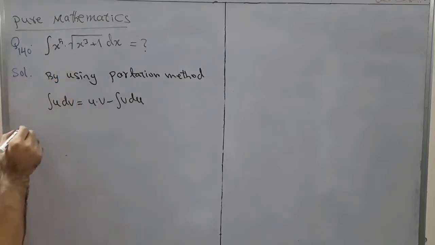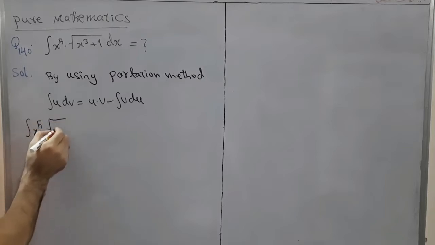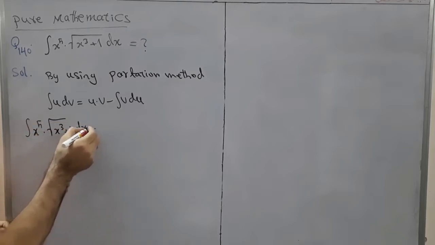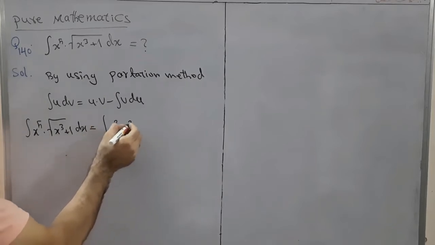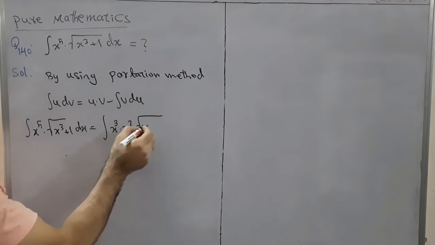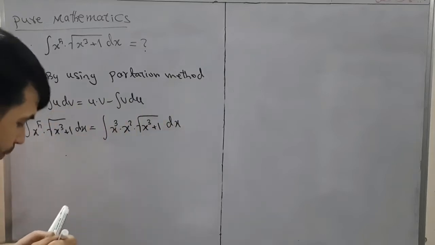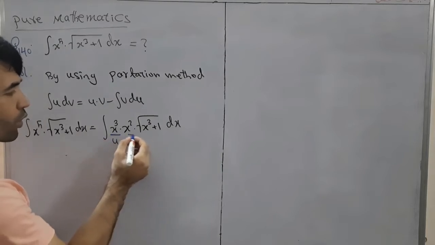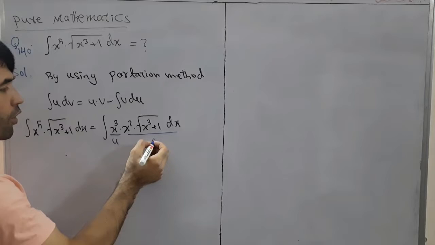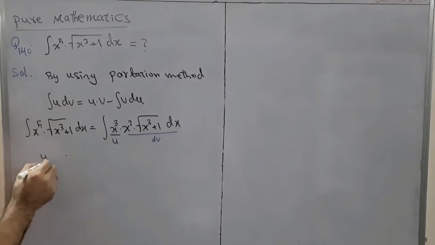Now here we have x to the power 5 into the square root of x cube plus 1 dx is equal to the integral of x to the power 3 into x square into the square root of x cube plus 1 dx. Here we choose this one as u and also this one as dv. Now u is equal to x cube.